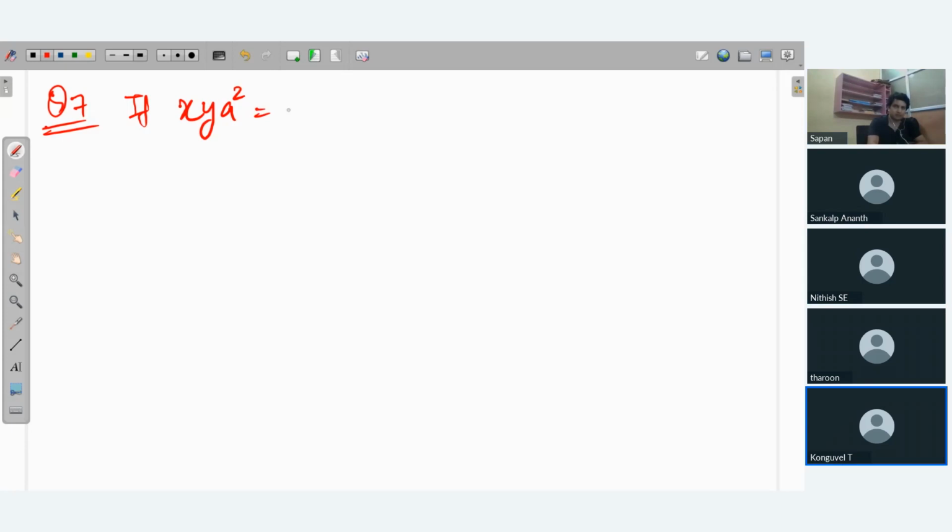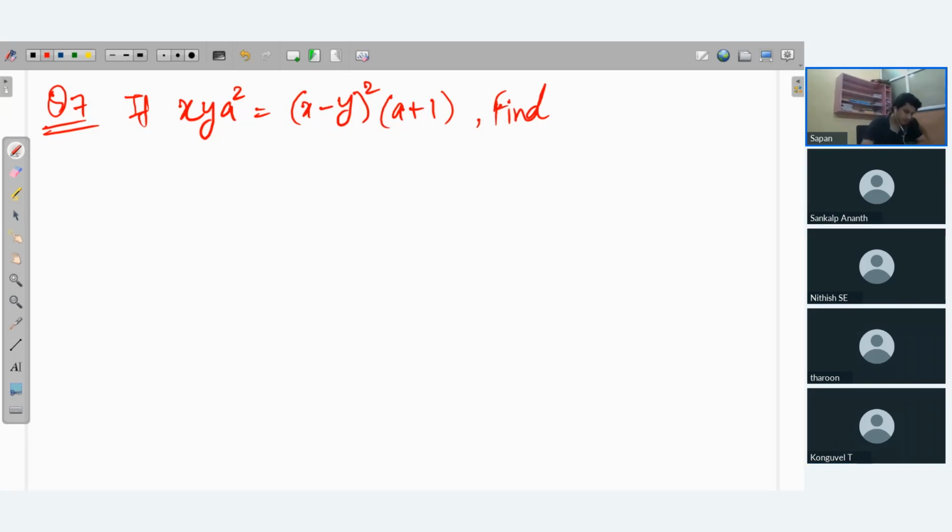I got steps marks. Yeah, steps also I got. You will get steps marks. If it is given that xy a square is equal to x minus y whole square, which question is this? Seventh. First one. Yes, sir. Find 1 plus 4 by a plus 4 by a square.